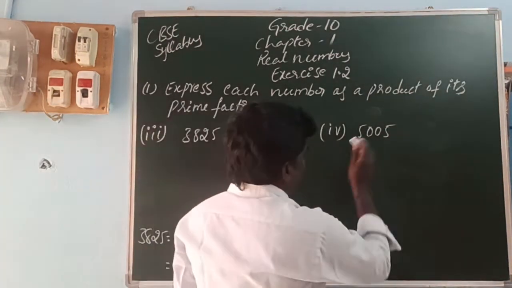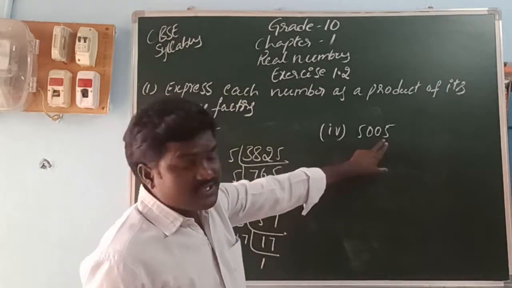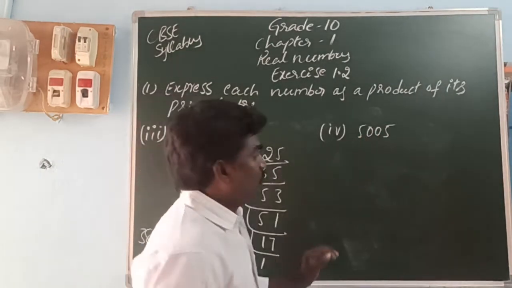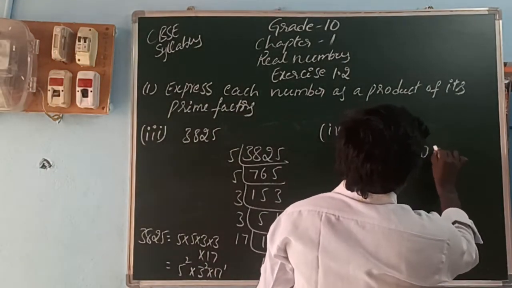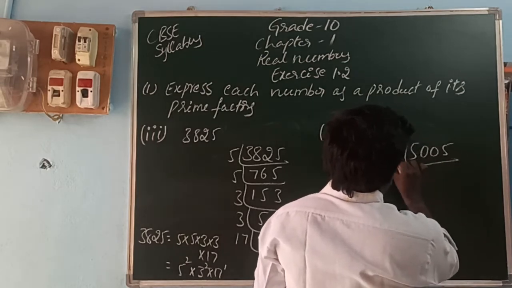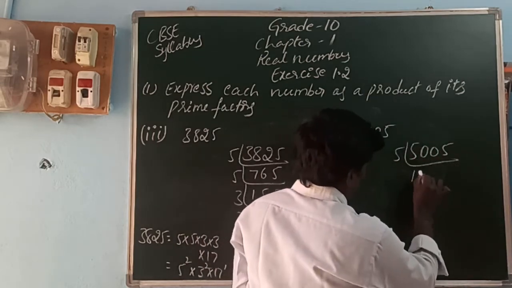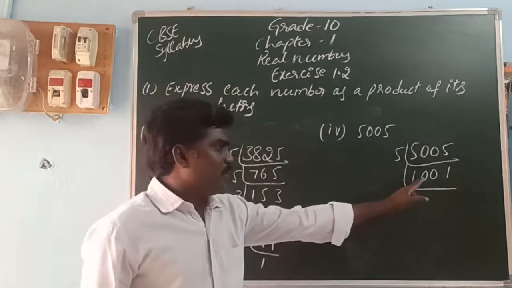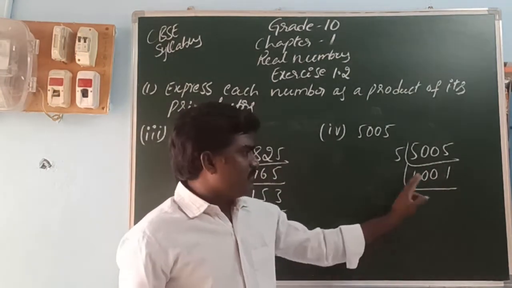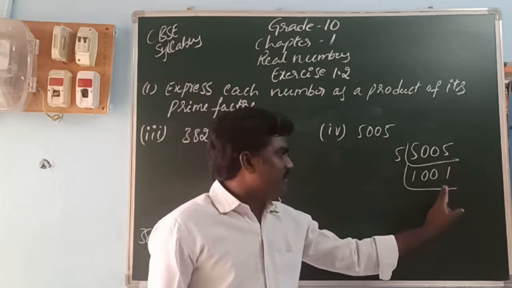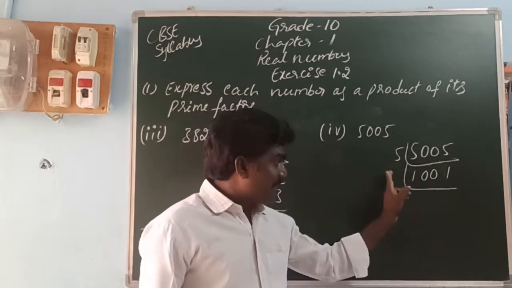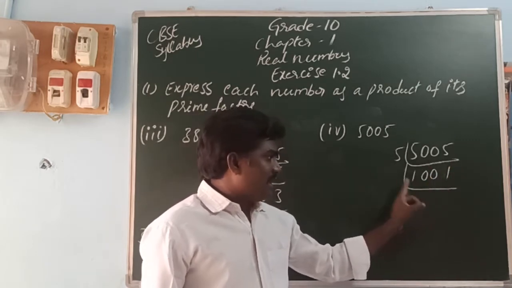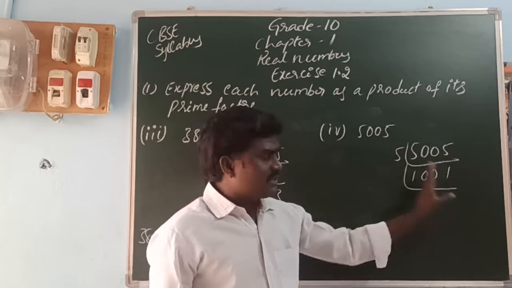Next 5005. So here its unit digit is 5. It is divisible by 5. So here 5005 is divided by 5. Here 5 ones are 5, 1001. So 1001 is not divisible by 2. Why? Its unit digit is 1. Is it divisible by 3 or not? Here 3 threes are 9, and next it is not divisible.